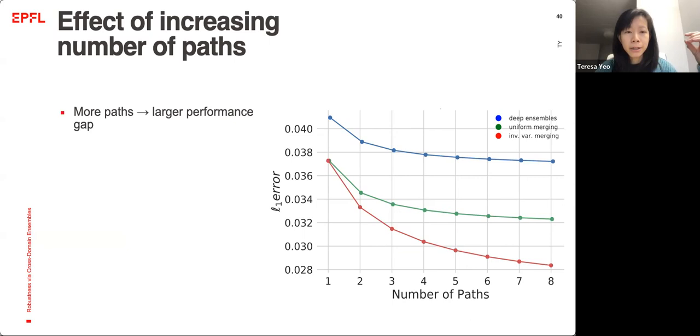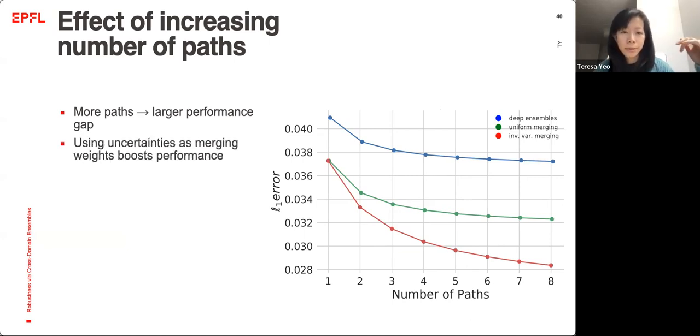For any given number of paths, our method in red consistently outperforms deep ensembles, which is shown in blue. This also implies that performance is not sensitive to the choice of middle domains. We can also see that the performance gap increases with more paths. A variant of our method, uniform merging, shown in green, does a simple average of the predictions. It also outperforms deep ensembles for all numbers of paths. And again, we see that merging with uncertainties boosts performance. This has a steep downward trend, even at 8 paths, but we did not experiment with more than 8 paths.